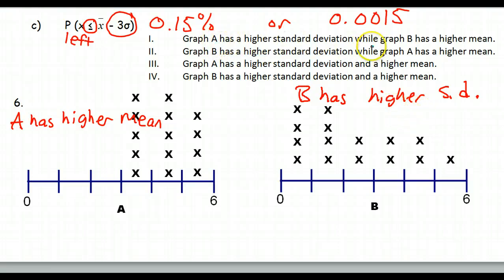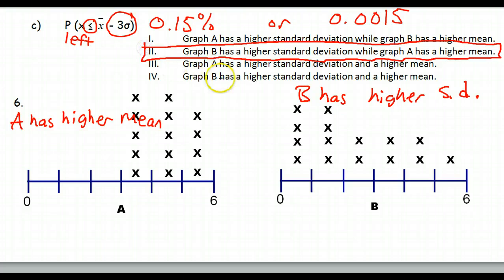A has a higher standard deviation? No. Graph B has a higher standard deviation? Yes. While graph A has a higher mean? Yes. Okay, so option number 2 is the one that reflects the truth. So there it is. That is how you do that, and that is how you think that.